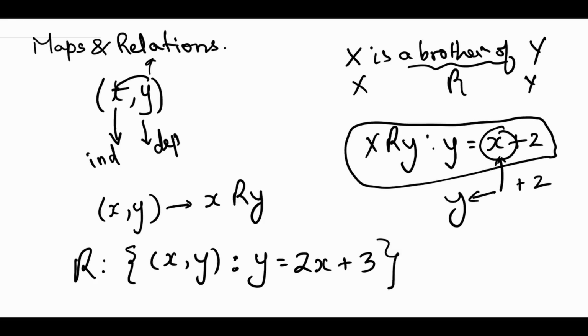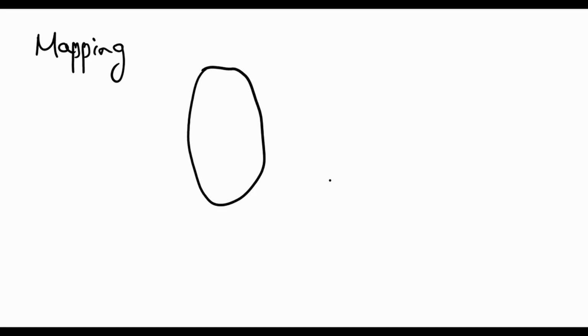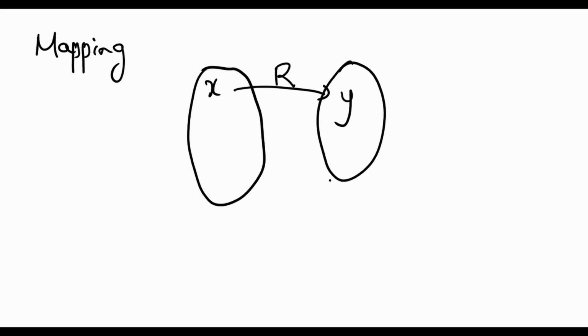And what is a map? Mapping is the same as relations. It's the same thing, but when you say mapping, you get a set of values of x that are mapped to y with the relation that we have defined.